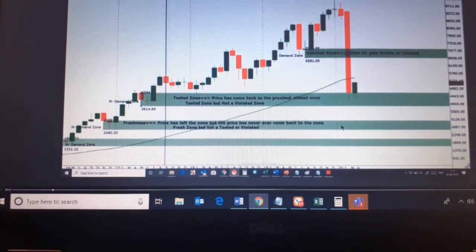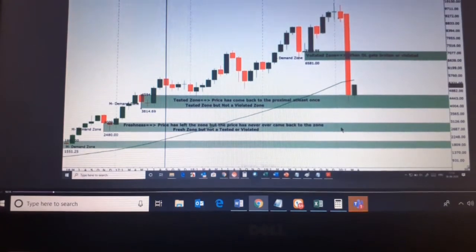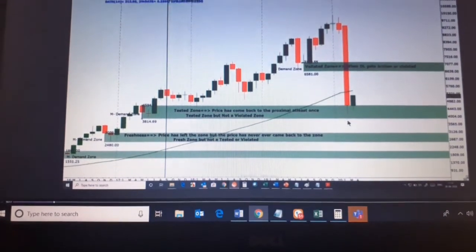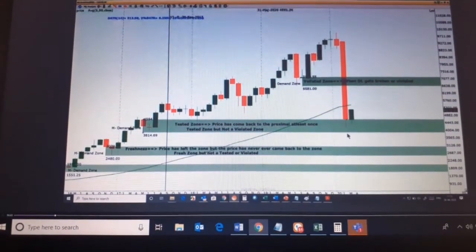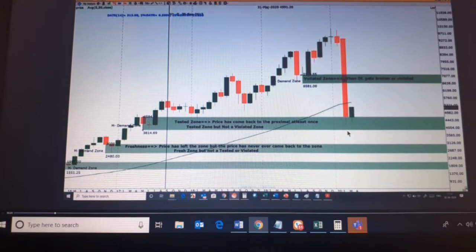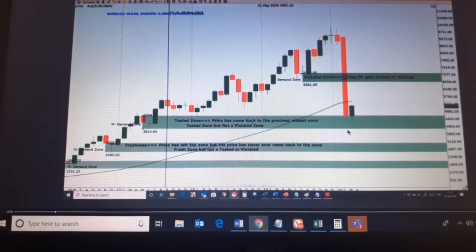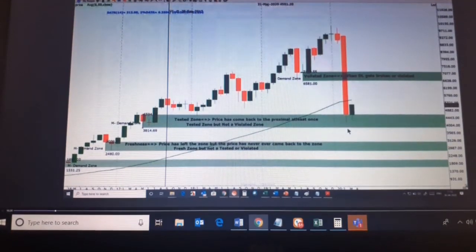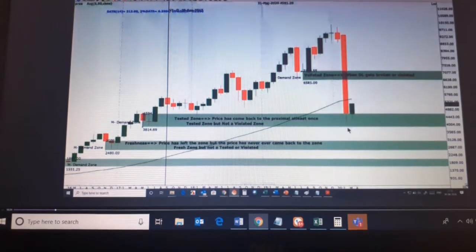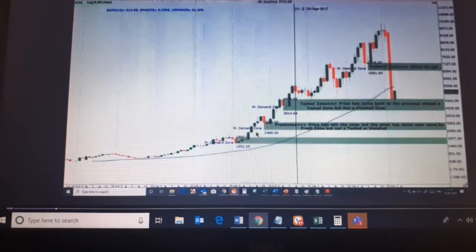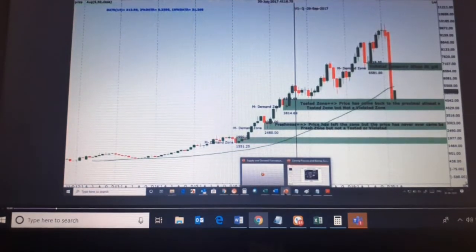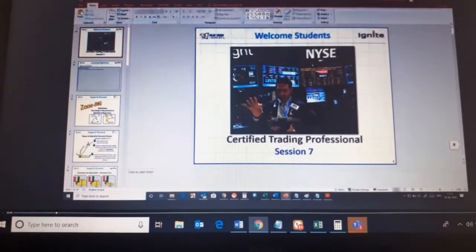If it crosses the distal line, it is a violated zone. Whether it closed below or not, if the price just crosses this line and goes beyond this, even if the wick goes beyond this, it's a violated zone. Okay, now I hope violated, tested and fresh is clear. So let us now start with today's session.